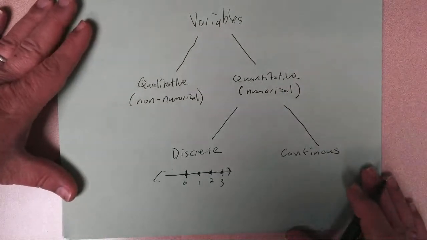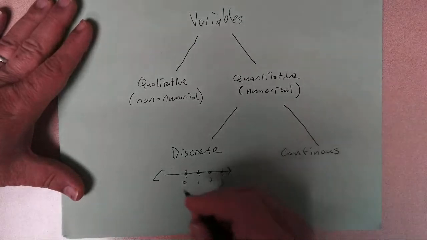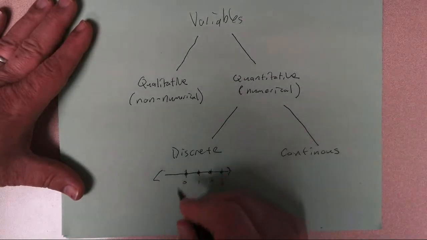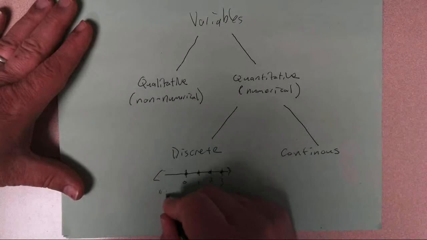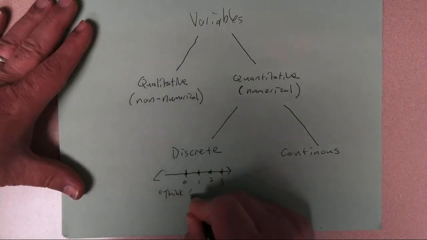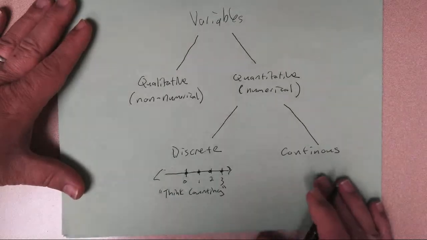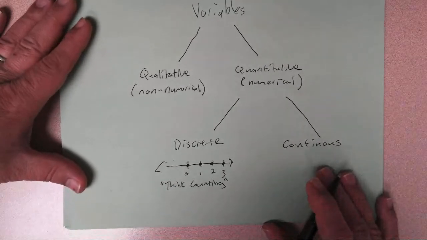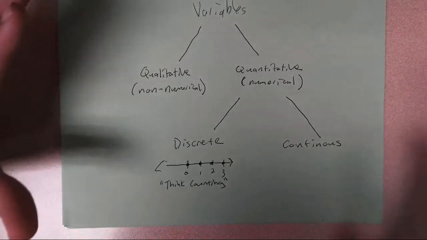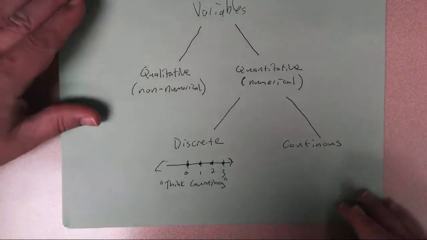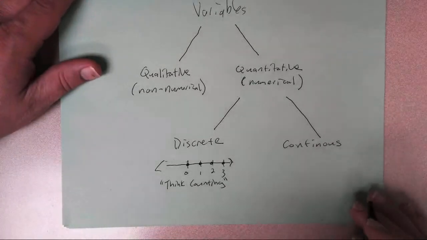So oftentimes a discrete variable is when you're counting. So when you're doing a discrete variable, think counting, and that'll usually lead you in the right direction when you're trying to identify the variable. Whenever you're counting something, that's a discrete variable.